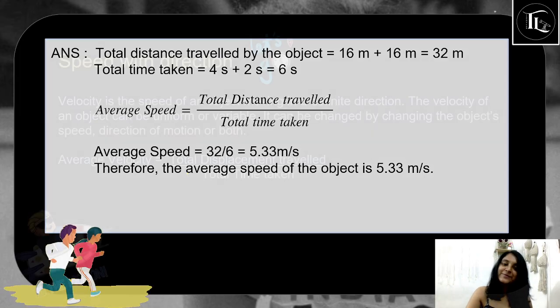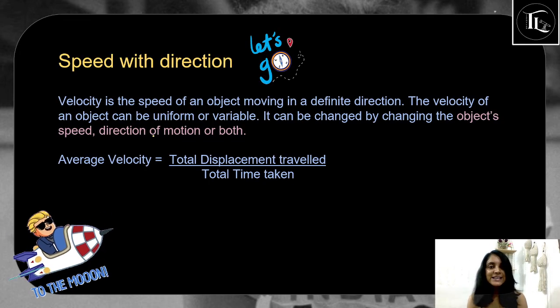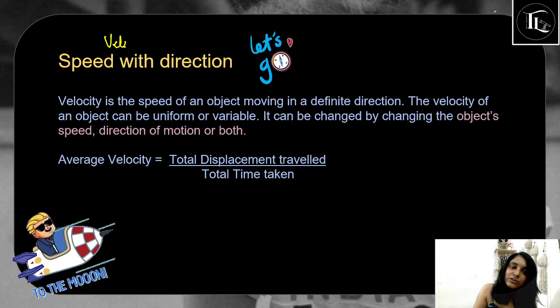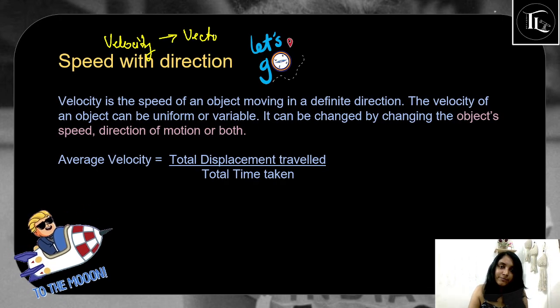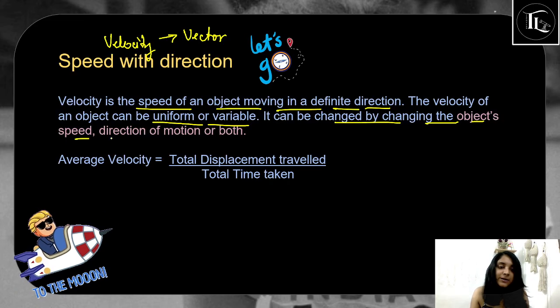Easy? Let us see now speed with direction. We have seen distance and displacement, right? Displacement is a vector quantity, it's magnitude plus direction. Same way, speed with direction is velocity, which is again a vector quantity. Velocity is nothing but speed of an object moving in a definite direction. Velocity can be uniform or variable, and we can change it by changing the magnitude, the direction, or both.